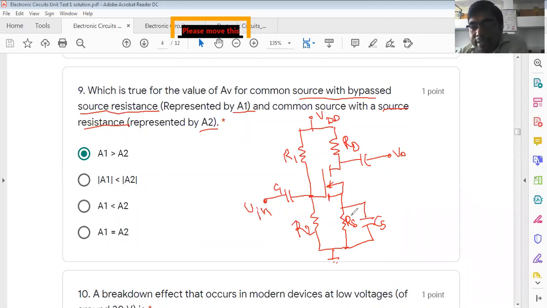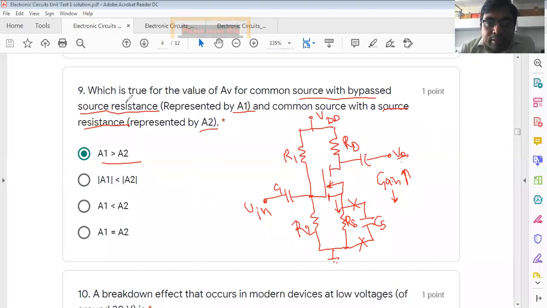In this case, when you bypass the RS by the CS, your gain would increase. So A1 would be large. And when you remove this bypass capacitor, what happens? There would be an additional drop across RS, IDRS, and it would drop the output voltage value. If the output voltage is decreased because of this additional drop, your gain would also decrease. So in this case, A1 is greater than A2.